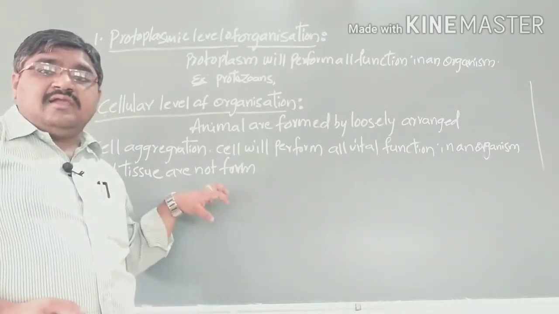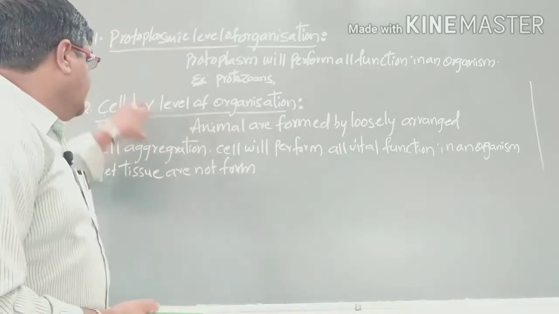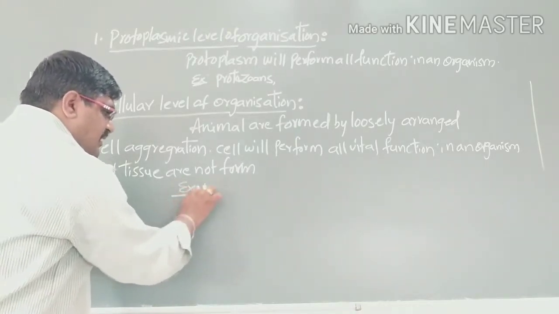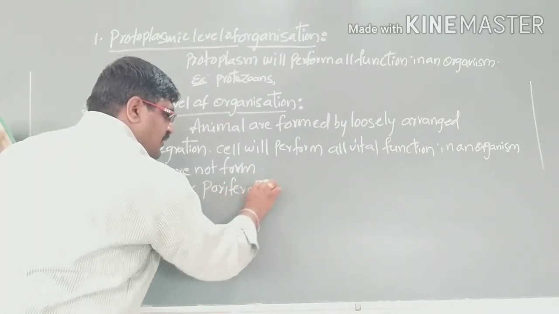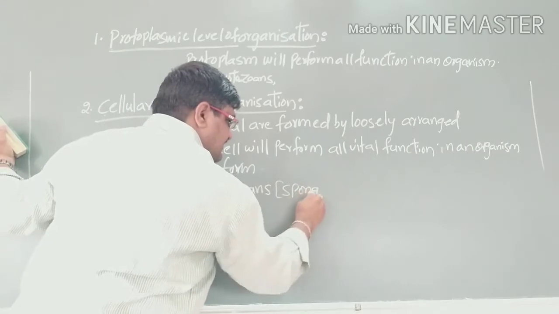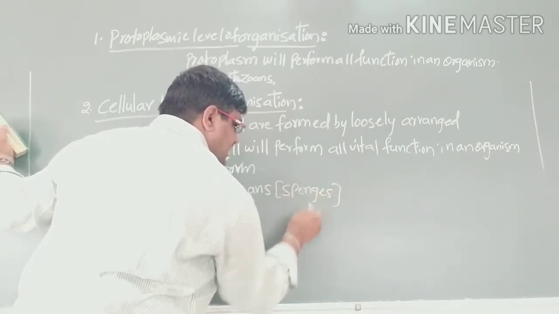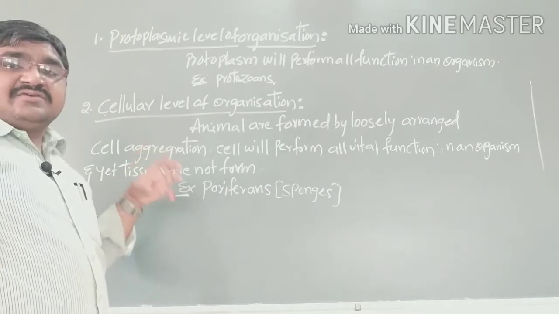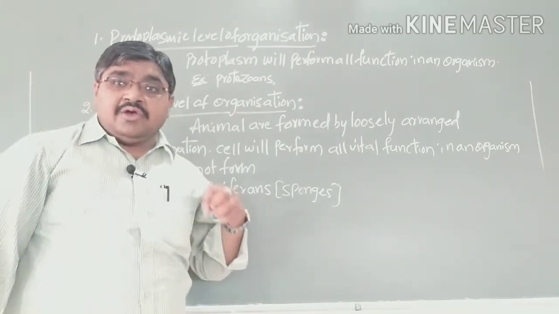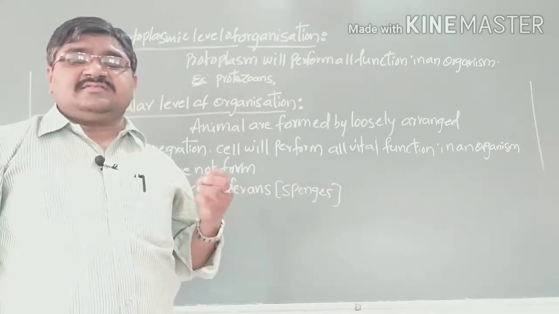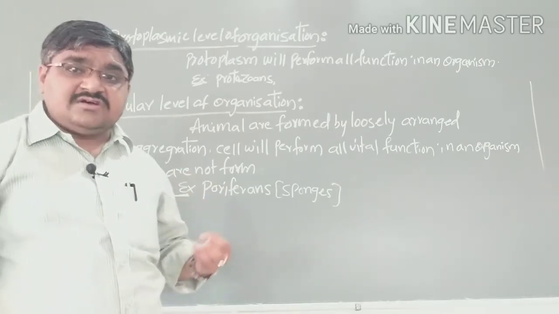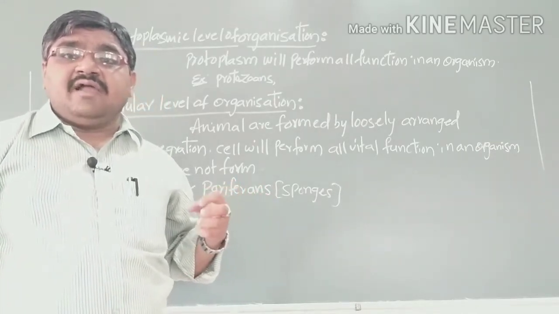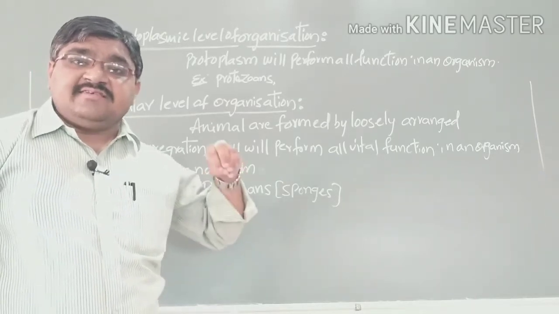Such a level of organization we call the cellular level of organization. This cellular level of organization we can see in sponges, where the cells are present, but the cells are not formed into tissues. That means the cells cannot combine together to form tissues. So the cells divide the work, and division of labor takes place at the cell level only.